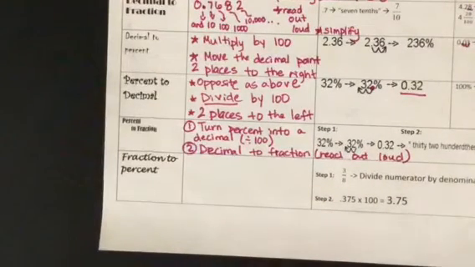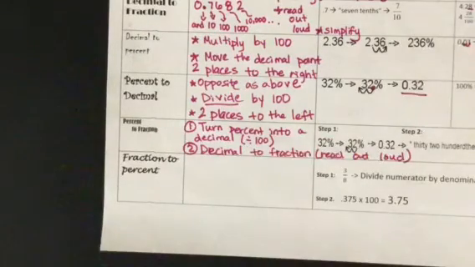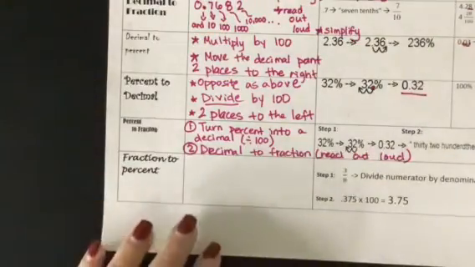All right, ladies and gentlemen, we are on our last section, turning a fraction into a percent. This is very similar to the one we just did in the fact that we're going to do two steps. We're going to turn our fraction into our decimal and then our decimal into our percent. So we're kind of going to go backwards through the process.